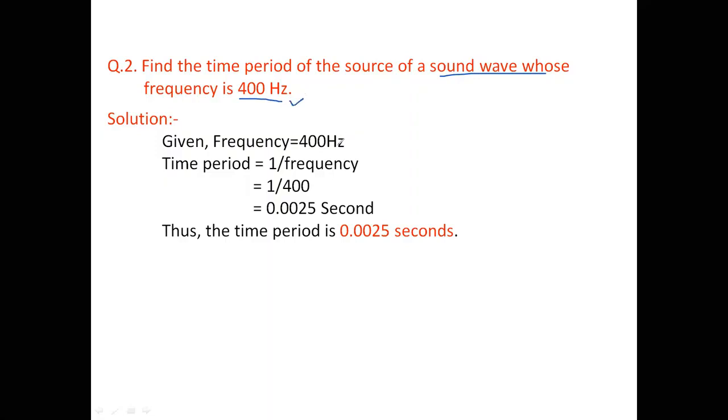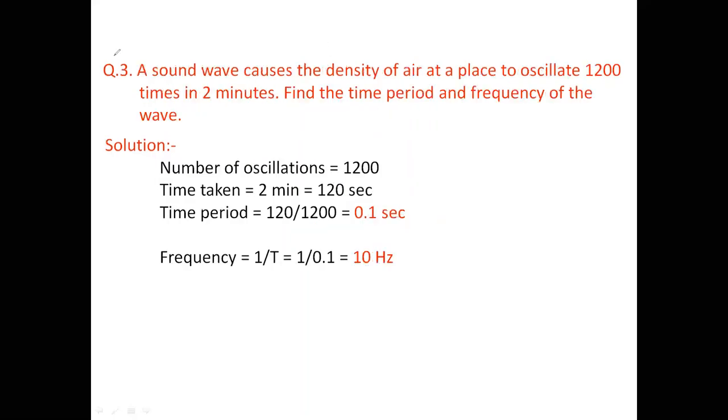So given that frequency is 400 hertz, time period is equal to 1 by frequency. So 1 by 400, that is equal to 0.0025 seconds. Thus the time period of the sound wave is 0.0025 seconds. Question number 3. A sound wave causes the density of air at a place to oscillate 1200 times in 2 minutes.